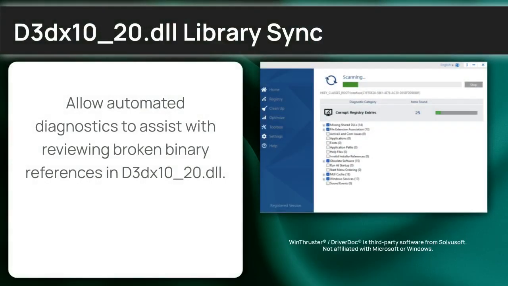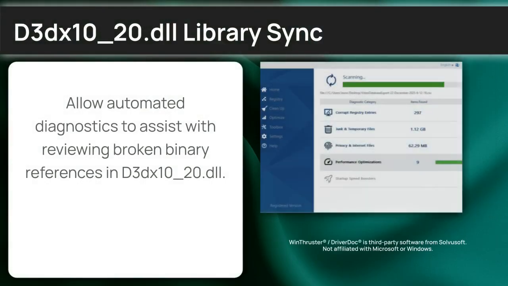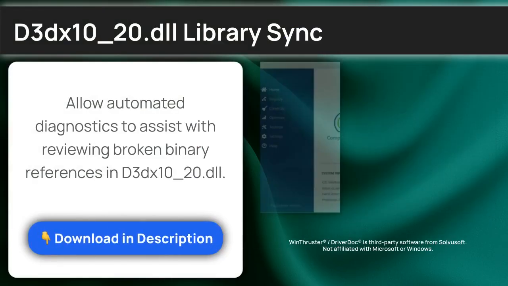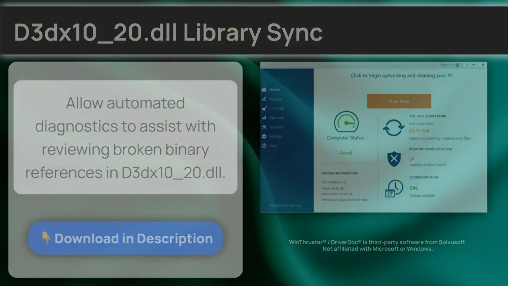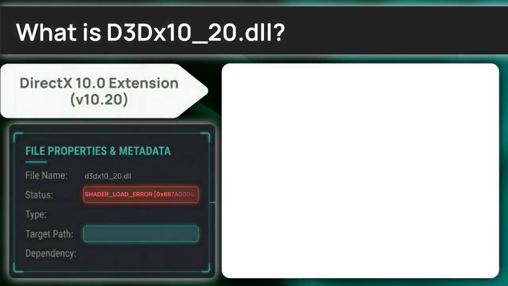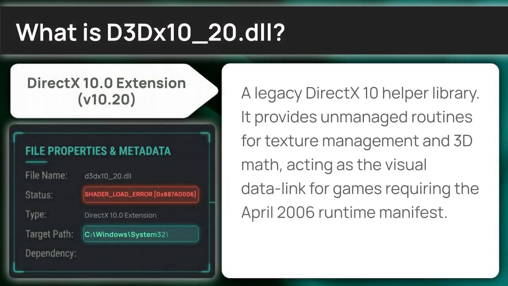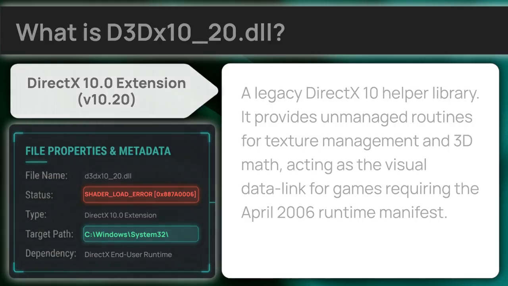Before starting the manual troubleshooting for DirectX 10, you can find a diagnostic tool for a thorough environment check. This is the DirectX 10 Update 20, a legacy DirectX 10 helper library. It provides unmanaged routines for texture management and 3D math, acting as the visual data link for games requiring the April 2006 runtime manifest. Now let's dive into the solution, starting with a standard reinstallation.